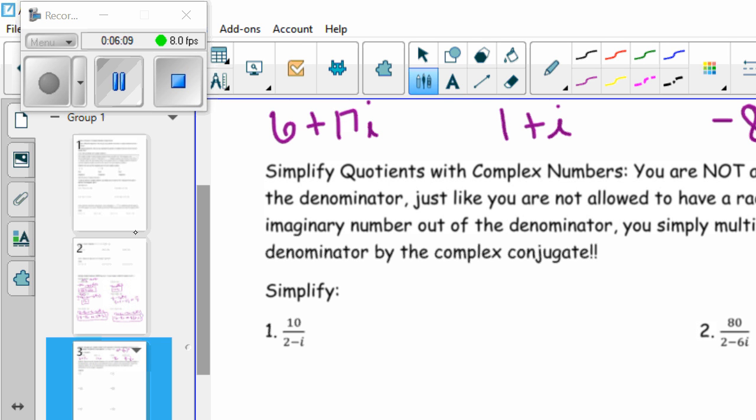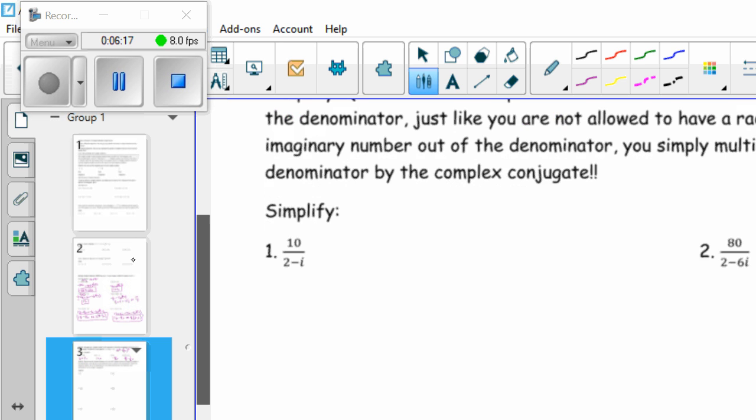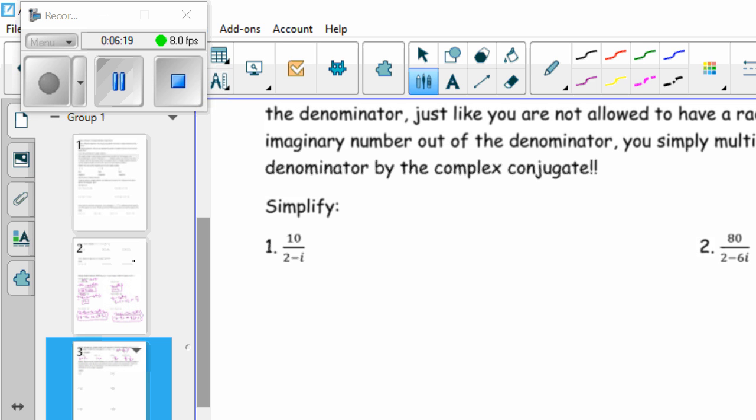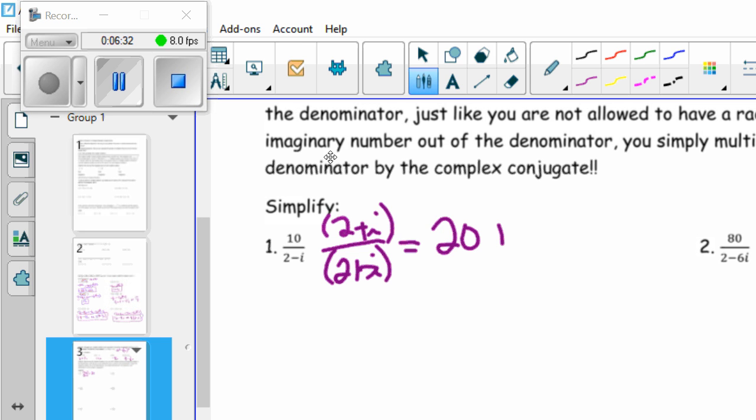To get the imaginary number out of the denominator, you simply multiply both the numerator and the denominator by the complex conjugate. So number 1, 10 divided by 2 minus i. I have to get rid of that 2 minus i, so I multiply it by its conjugate, which is 2 plus i. So multiply top and bottom by 2 plus i. So on top, just distribute my 10. So 10 times 2 gets me 20. 10 times i plus 10i.